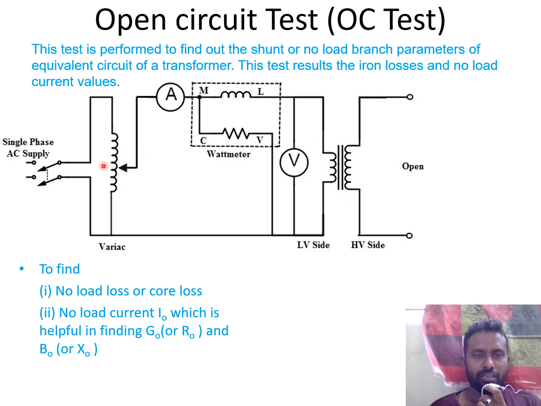Instead you'll use a variac, which is an auto transformer. To this you'll connect an ammeter, and in series with this ammeter you'll connect a wattmeter, and a voltmeter is connected in parallel. This is the symbol of a wattmeter. You'll have an inductor here, which is the current coil, and this is the potential coil. The potential coil has a resistance and an inductance in series, and the current coil has an inductor. The terminals of the current coil are called M and L, and the potential coil terminals are called C and V. So this is a complete wattmeter.